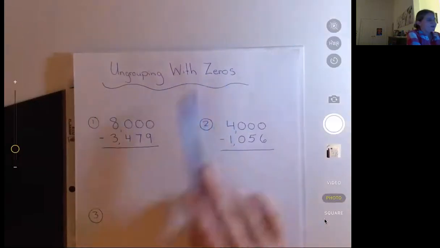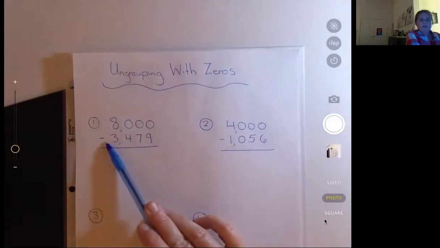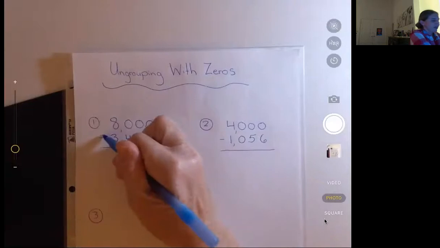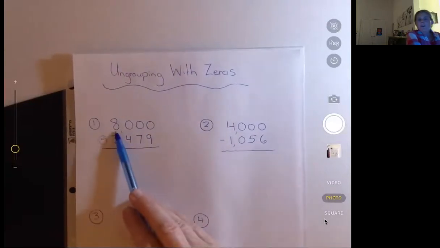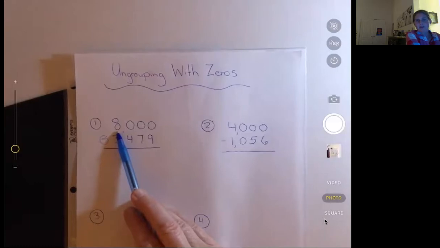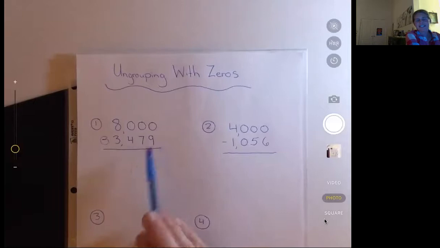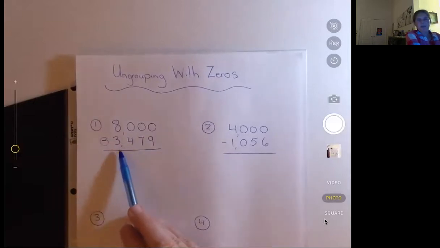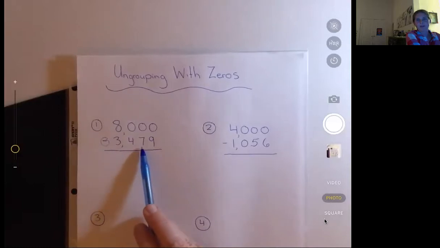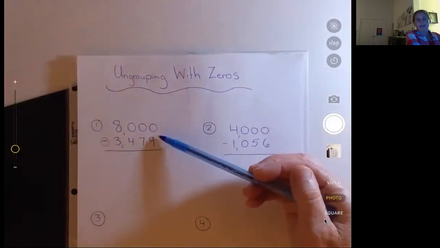Ungrouping with zeros. Let's just take a look at number 1. We know that when we do subtraction, and I'm going to always check my sign to see what kind of math it is, the larger number has to be on top for subtraction. Whether these are all zeros and these are bigger digits, it doesn't matter. 8,000 is a larger number than 3,479. So the largest number in subtraction has to be on top.